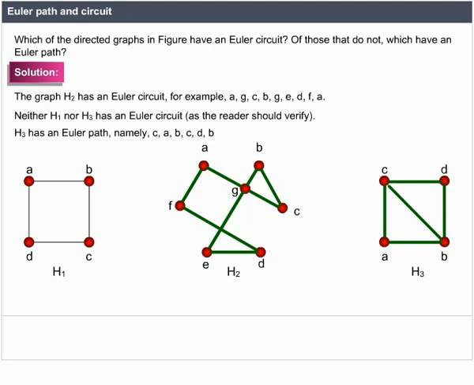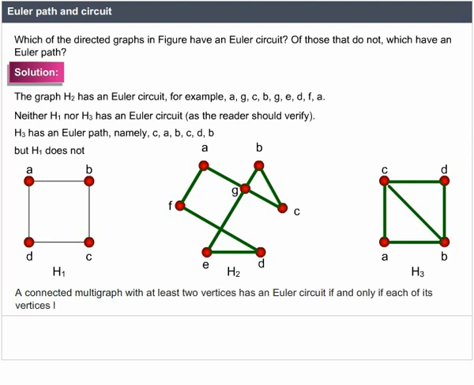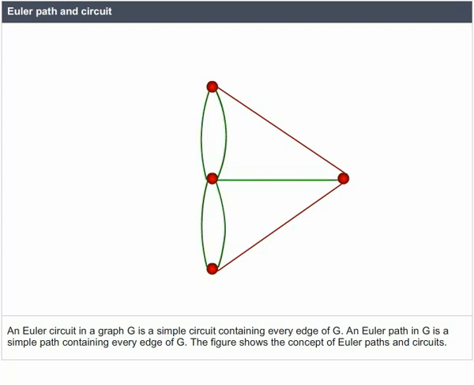A connected multigraph with at least 2 vertices has an Euler circuit if and only if each of its vertices has even degree. An Euler circuit in a graph G is a simple circuit containing every edge of G. An Euler path in G is a simple path containing every edge of G.